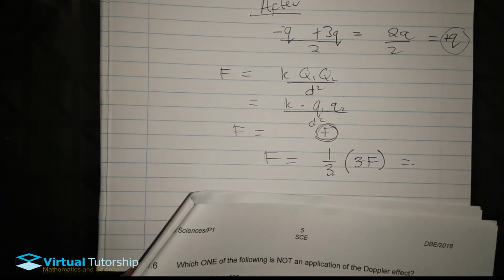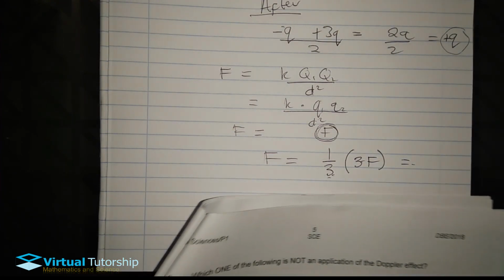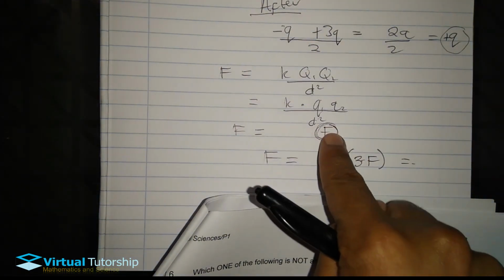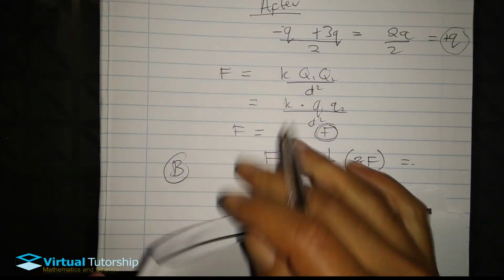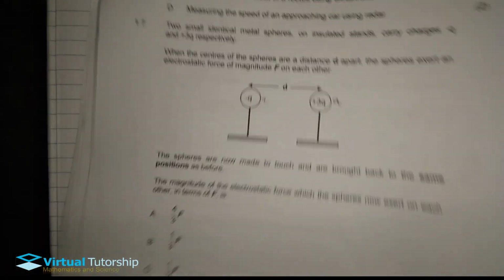So now the 3 cancels the 3. Basically this one is 1/3 of the previous one. So our answer here is B. The next one is a bit complicated, but it will require a bit of thinking.